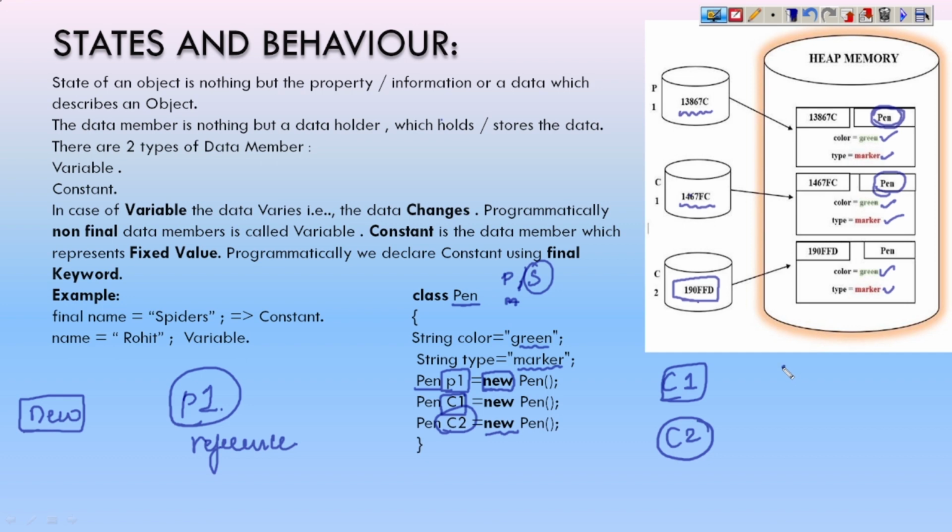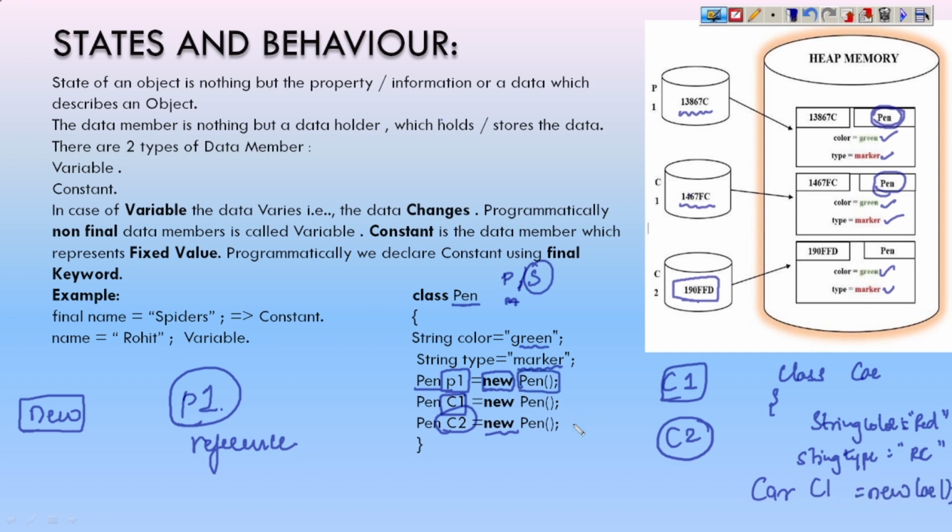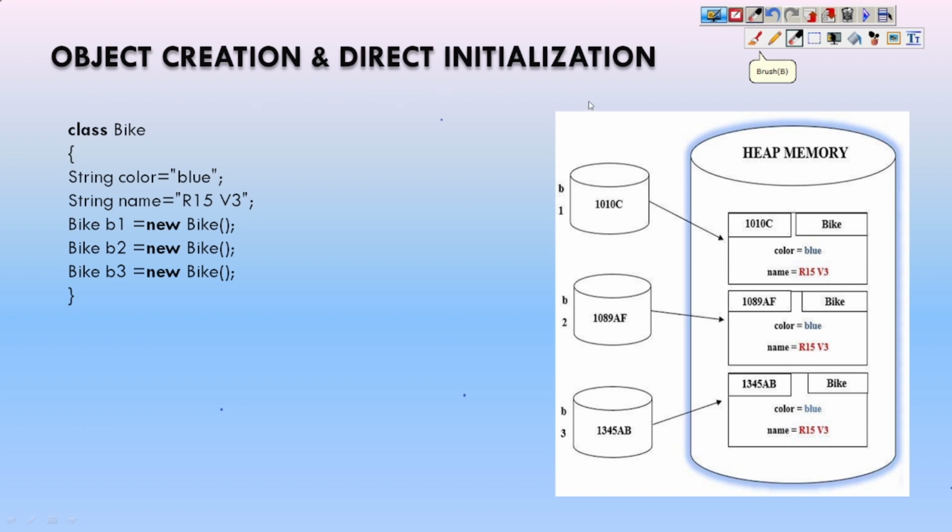Now if I take a class Car from the previous example, class Car, with a string color equals red and string type equals racing car, I'll just give it as RC, racing car. Now how are we going to create an object out of it? So it is Car C1, or you can give anything, just C also you can give, equals new Car. This is how we do object creation and direct initialization.